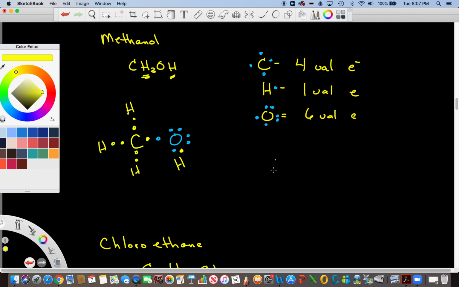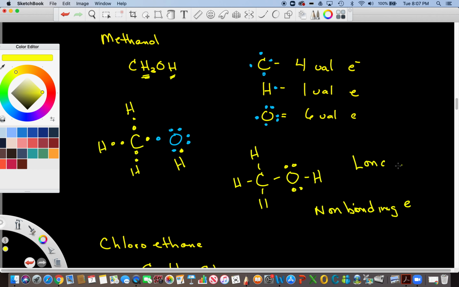So what we have is, and I'm going to straighten it out. It's not linear, but I'm going to draw it like this, and this is methanol. It has a pair of non-valence bonding electrons. Sometimes we just call these a lone pair.